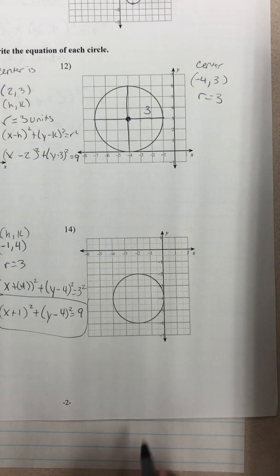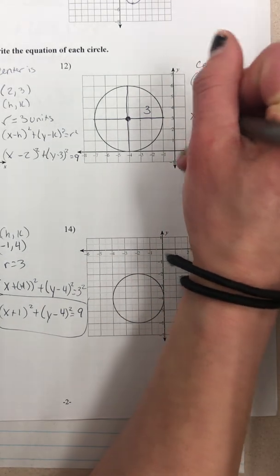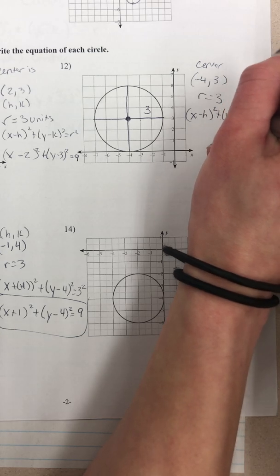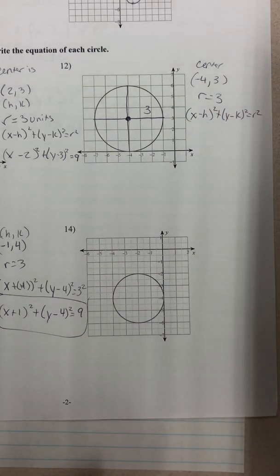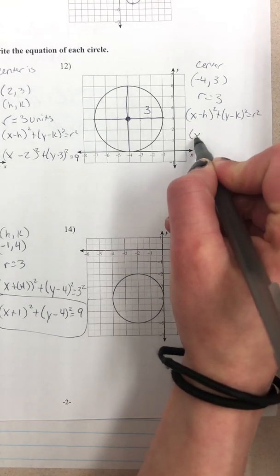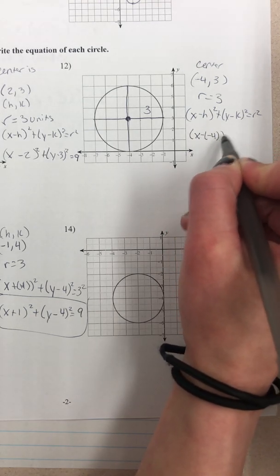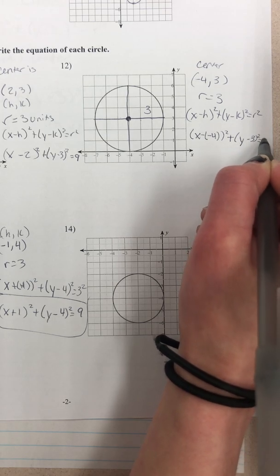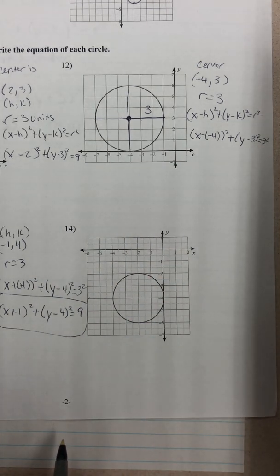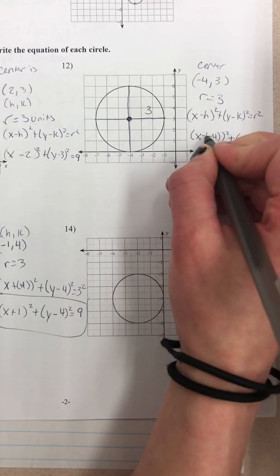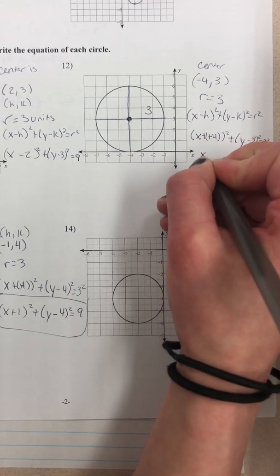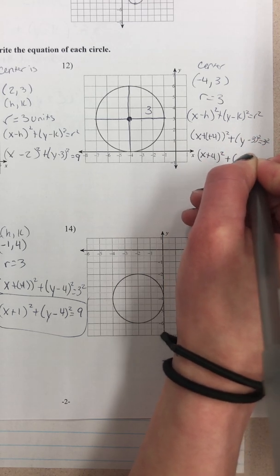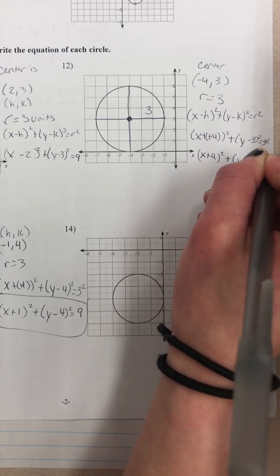We're going to plug that into our formula like before. X minus h squared plus y minus k squared equals r squared. X minus -4 squared plus y minus 3 squared equals 3 squared. If we subtract a negative, that's the same thing as adding a positive, so it'd be x plus 4 squared plus y minus 3 squared equals 3 squared, which is 9.